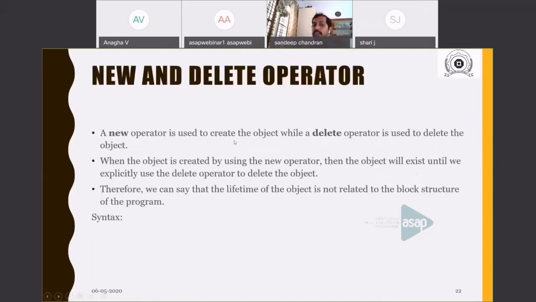The new operator is used to create the object, while the delete operator is used to delete the object. When an object is created by using the new operator, the object will exist until we explicitly use the delete operator to delete it. So throughout the program, it will be there. Therefore, we can say that the lifetime of the object is not related to the block structure of the program. Normally when we create a variable, its lifetime is within the block, but here it will be throughout the program.